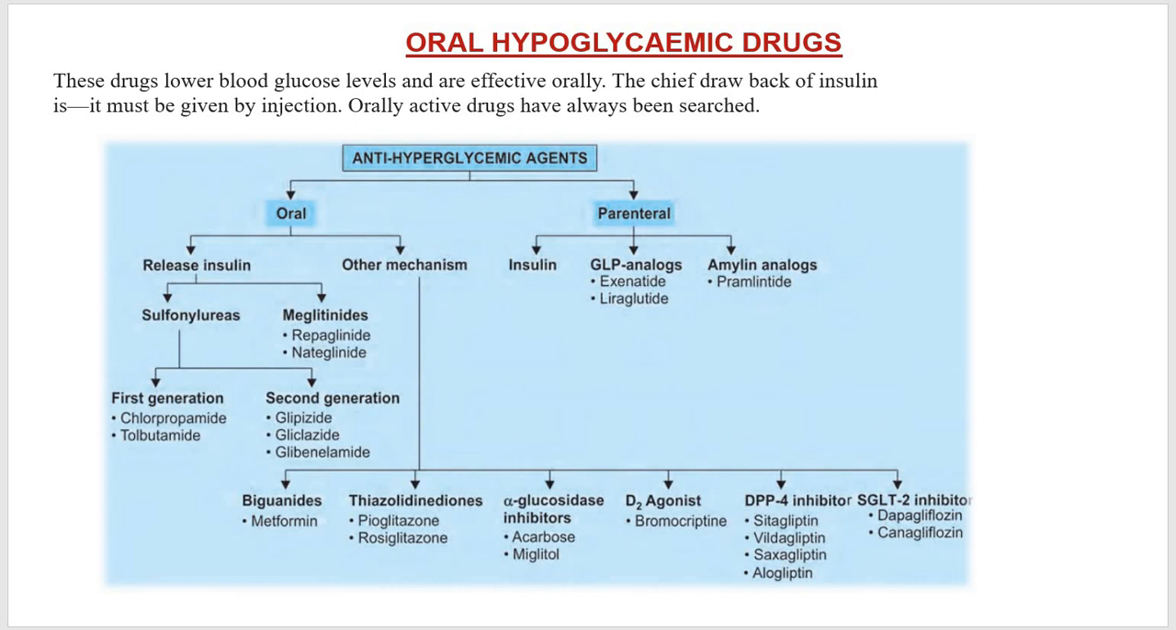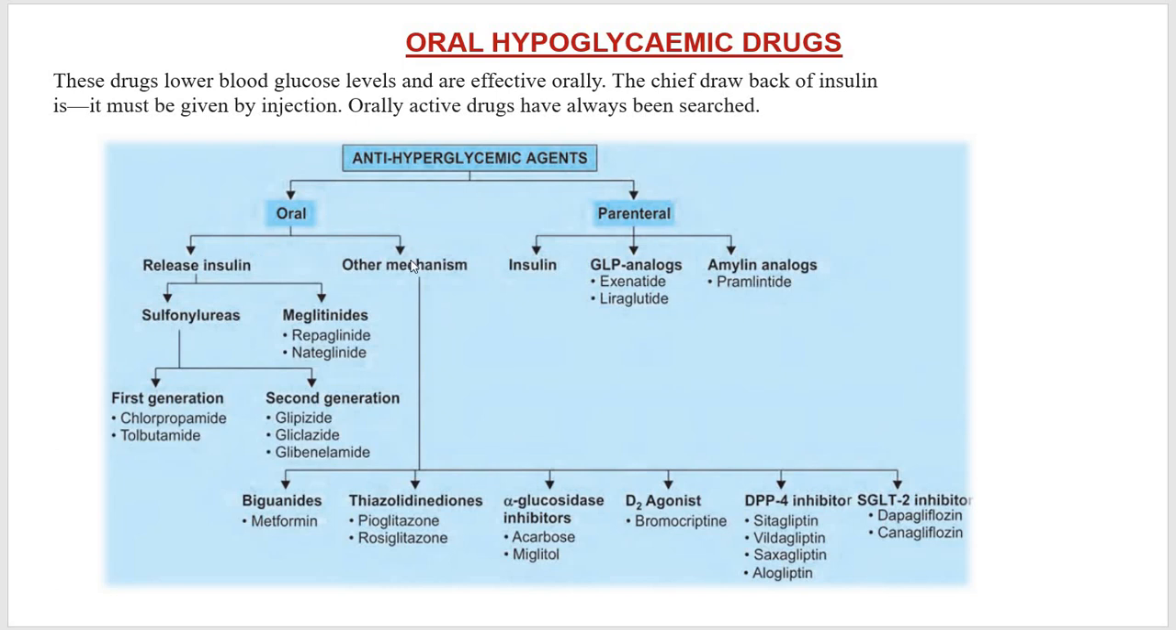In the release-of-insulin class, the drugs increase the release of insulin. There are two types of drugs: the first is the sulfonylureas and the second is the meglitinides. Sulfonylureas have first generation and second generation. First generation drugs include chlorpropamide and tolbutamide. Second generation includes glipizide, gliclazide, and glibenclamide. Meglitinides include repaglinide and nateglinide.